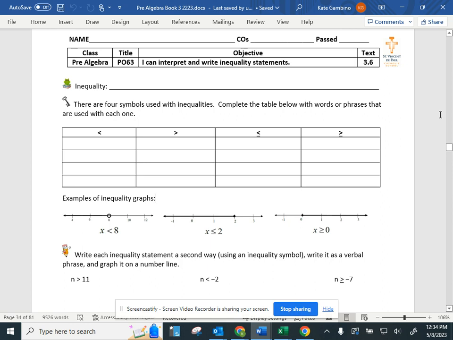Good afternoon. Today we are wrapping up our unit 10. We're doing PO63. I can interpret and write inequality statements.